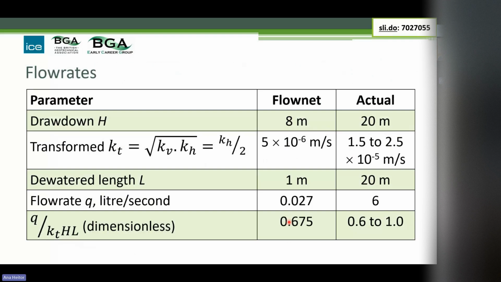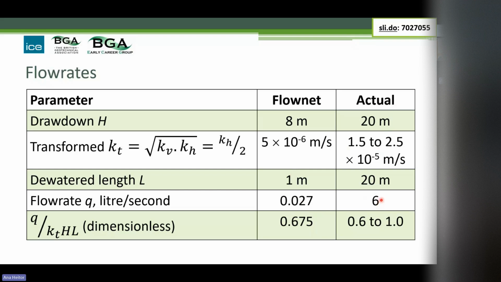Now, I didn't use the real parameters. So the real parameters in my exam question were that we had a drawdown of 8 meters. We had a transformed permeability of 5 times 10 to the minus 6. The dewatered length was a linear meter. And I calculated that as the flow rate in liters per second. Now, the real situation had actually got a rather bigger drawdown and a rather higher permeability, and it had a dewatered length of 20 meters, and that gave us a real flow rate. This is the measured flow rate of 6 liters per second.